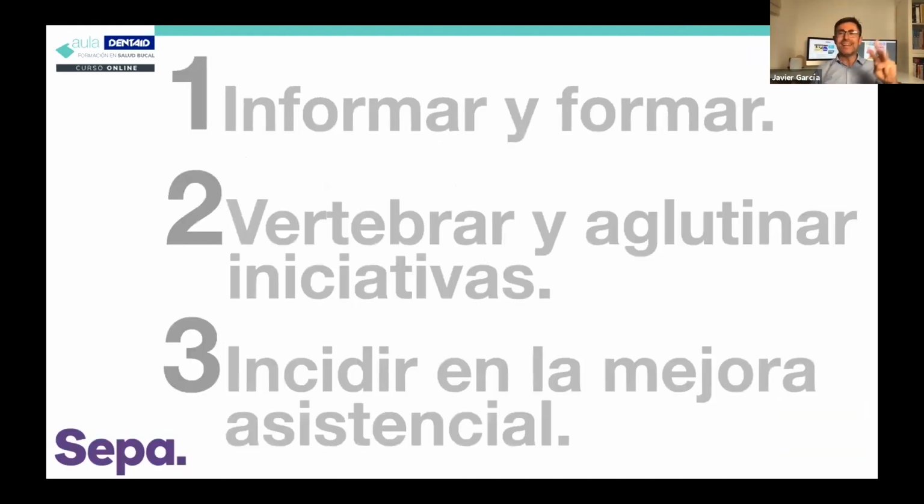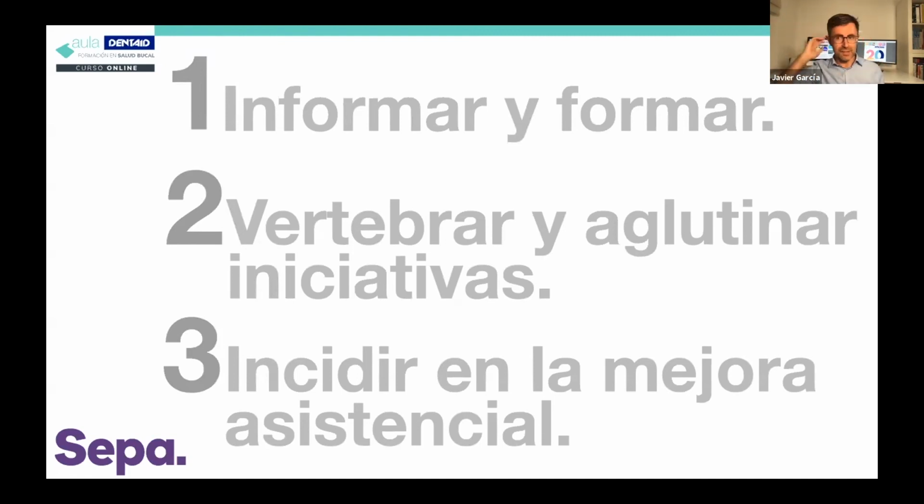And what is that role? Well, we have three axes who define this role. The first one, to inform and train dental professionals and also other groups of healthcare professionals, also the patients, but also all those citizens who are not patients yet, also people from communication, from administration. Second, to organize and coordinate initiatives with other actors. Here, the scientific society and a foundation like SEPA is very important also.